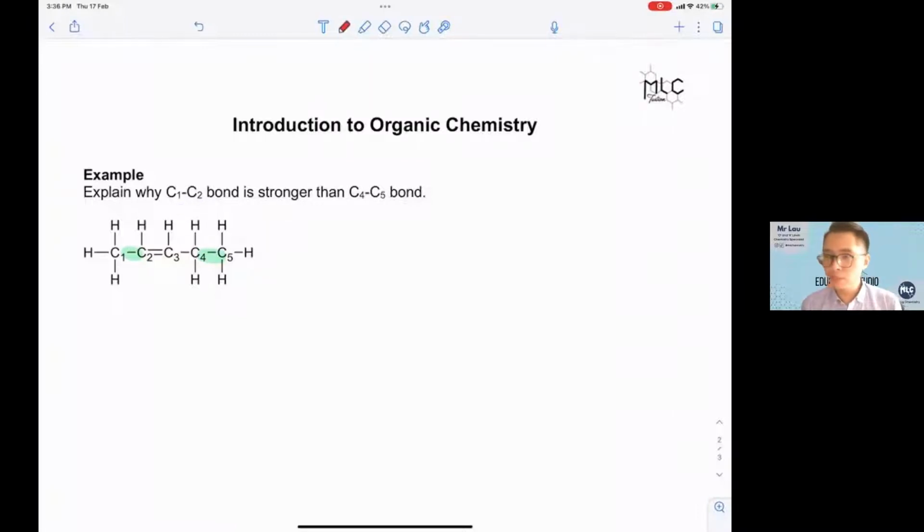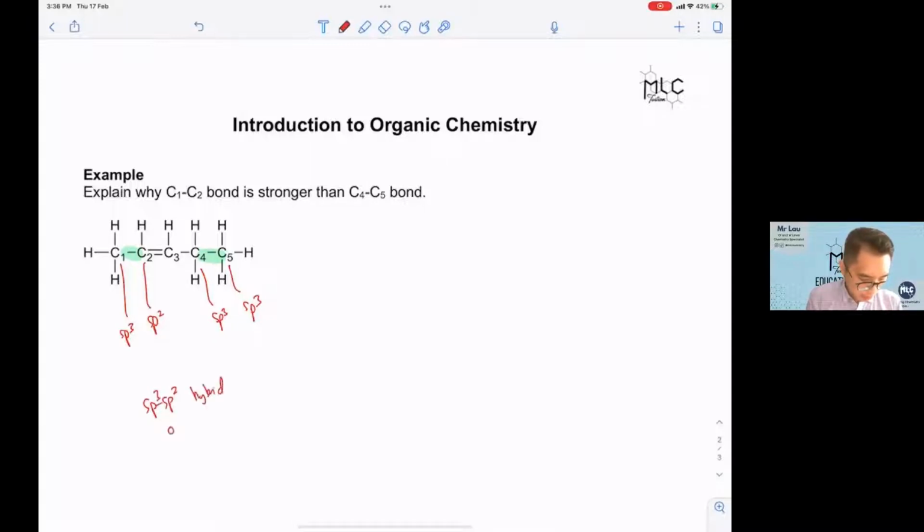To understand why that happens, we must understand hybridization. The hybridization of C1 is sp3. This is sp2. C4 is sp3 and sp3. In other words, the sigma bond here between C1 and C2 is formed between the sp3 and sp2 hybrid orbital overlap, whereas the C4, C5 bond is formed between the sp3 and sp3 hybrid orbital overlap.